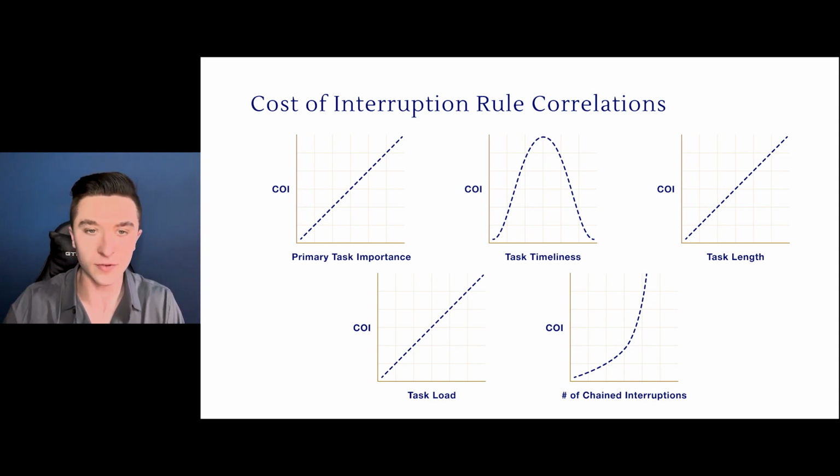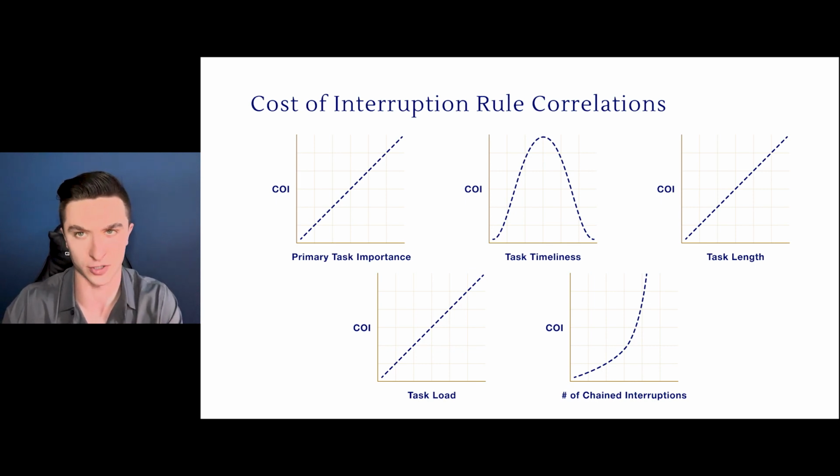the higher the cost of interruption. And although it's not formally one of the three rules of cost, the rule of chained interruptions declares a positive relationship between the number of interrupting tasks in play and the cost of interruption. So as the number of chained interruptions increases, the cost of them being interrupted increases exponentially.